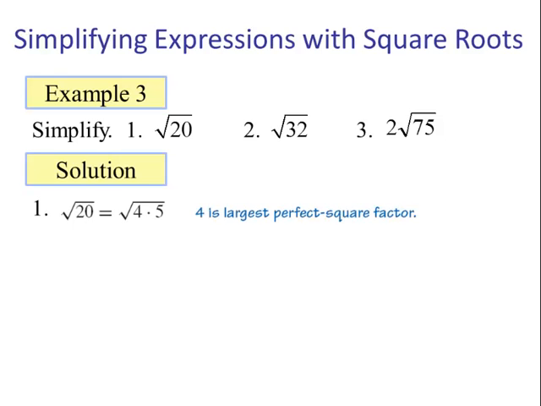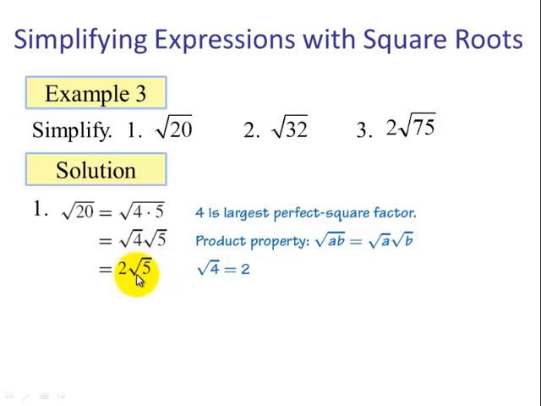Solution. Number 1, square root of 20 has 4 as a factor. 4 times 5 is 20. Using the product property, we can take the square root of the product 4 times 5 and write it as the square root of 4 times the square root of 5. Since 4 is a perfect square, we take the square root of it. The square root of 4 is 2, and then that is being multiplied by the square root of 5. So the square root of 20 is the same thing as 2 times the square root of 5.